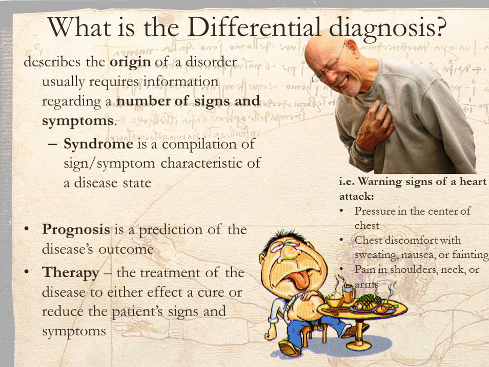Right. And the differential diagnosis. So typically when you're doing a differential, you have a syndrome. So all of these different symptoms or signs that come with this disease. Like warning signs of a heart attack: pressure in the center of the chest, discomfort, sweating, nausea, and fainting. Does that mean that they're having a heart attack?